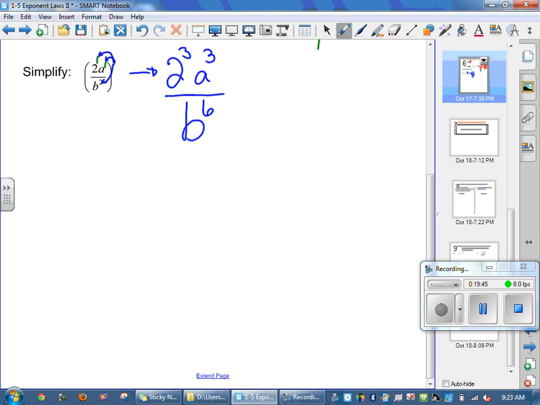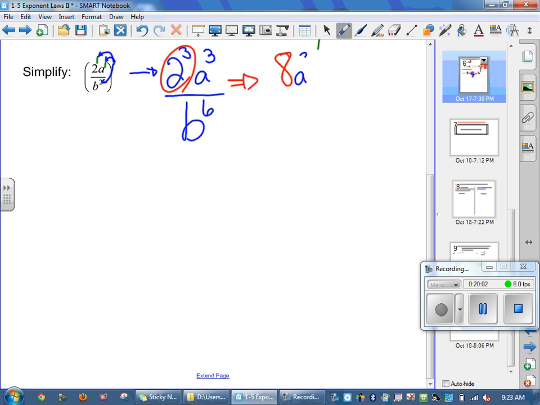Yeah, we're going to solve that part. So that's the only thing I can solve. I don't know what a is, I don't know what b is, but I know that that's a 2. So that means 2 times 2 times 2, that'll give me 8. And then I stick my a and b where they belong. So a cubed on top, b to the 6 on the bottom. That will be my final answer. Okay?